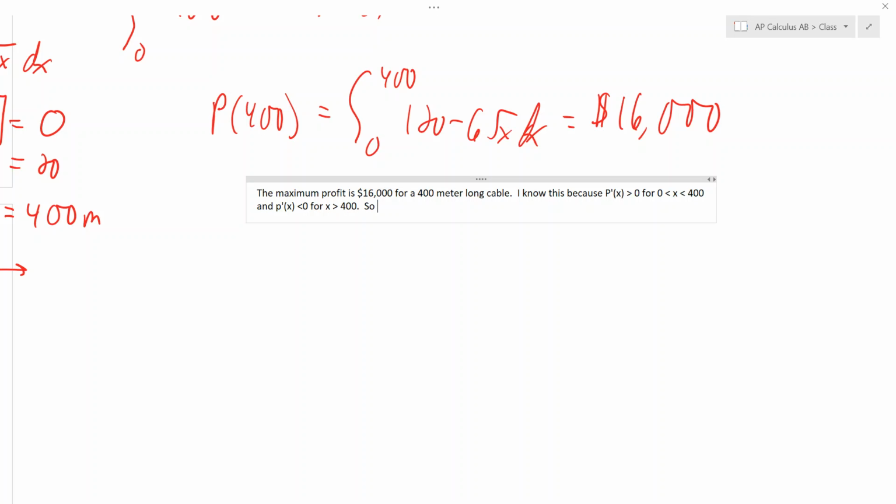So, and you don't need to say this, but I'm just going to sum this up. Profit increases with the length of the cable until what? Until 400 meters. And then profit decreases. Okay? So if you were this company, you'd be wanting to sell in 400-meter cables, everybody. Okay. All right.